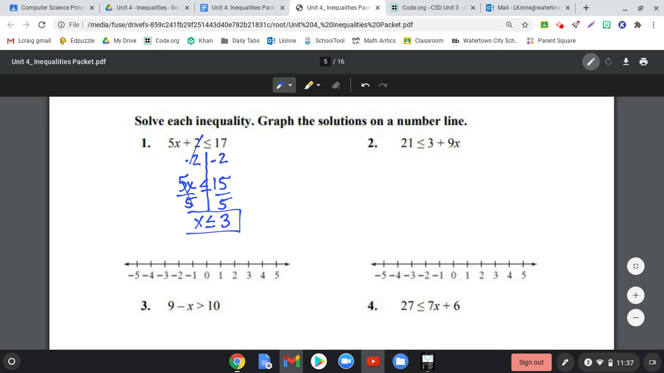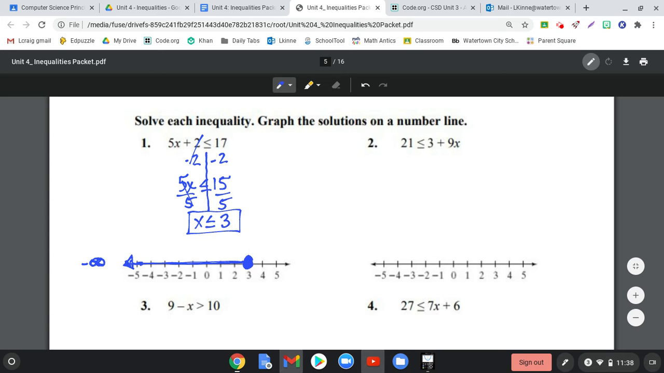So it's solved. And now it's not just one answer. It could be 3 or anything less than 3. So we're going to show the solution on the graph. So we have a closed circle at 3 because it could equal 3. Then you want to shade the numbers that are less than 3. So anything in there, all the way to negative infinity. Oops. Hope I made that right.